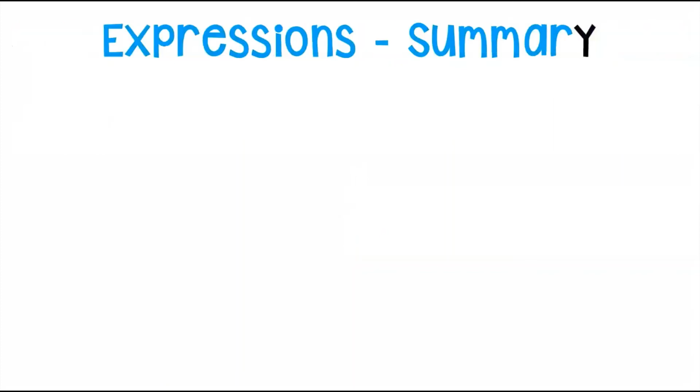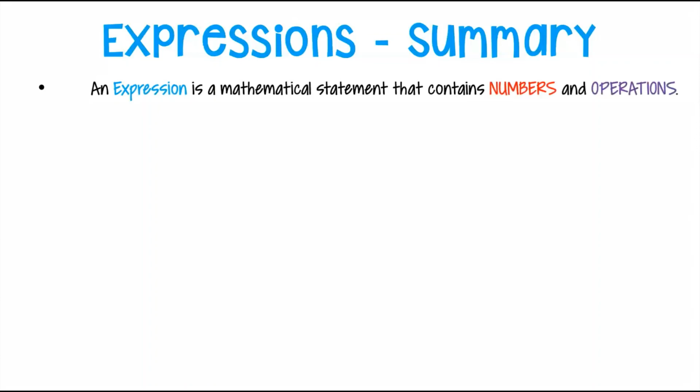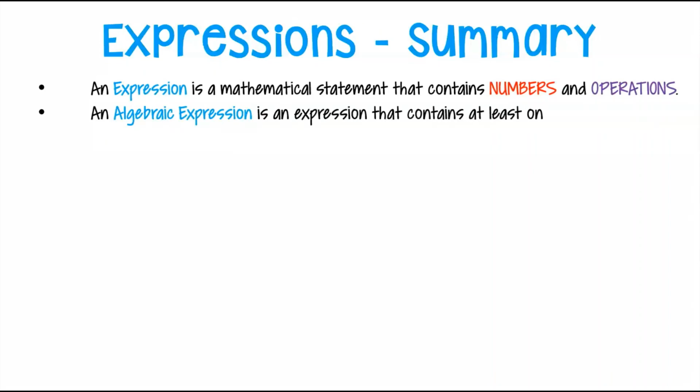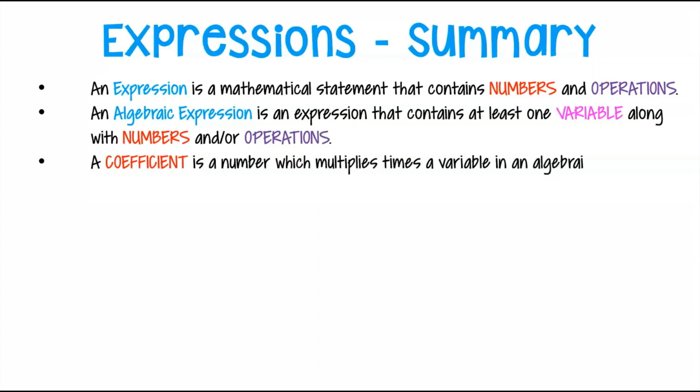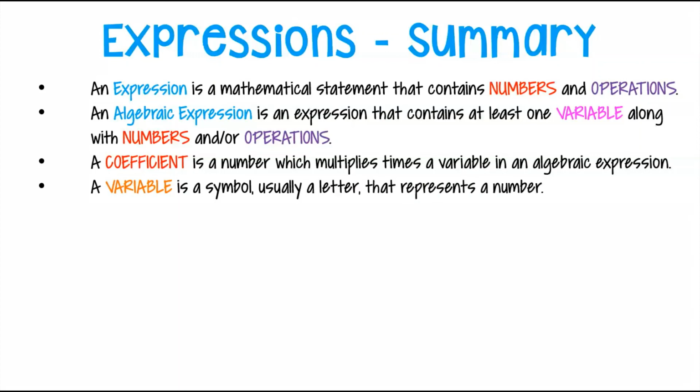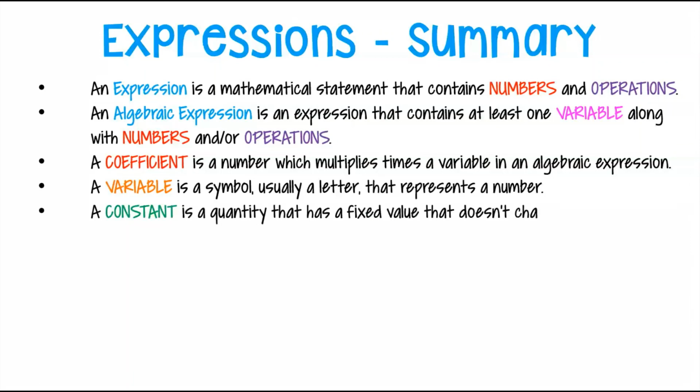All right, here's a quick summary of what we've learned about expressions. An expression is a numerical statement that contains numbers and operations. An algebraic expression is an expression that contains at least one variable, along with numbers and operations. A coefficient is a number which multiplies times a variable in an algebraic expression. A variable is a symbol, usually a letter, that represents a number. A constant is a quantity that has a fixed value that doesn't change.